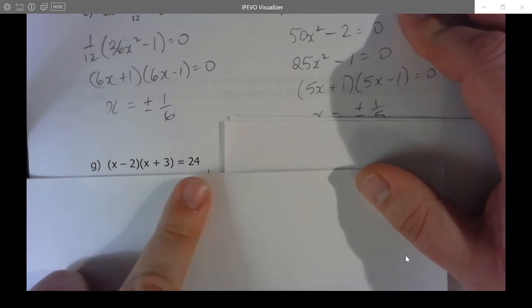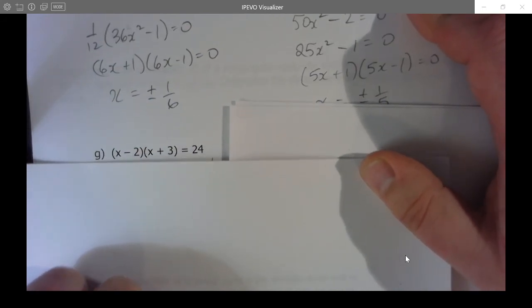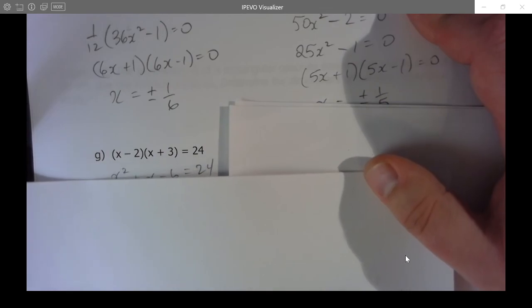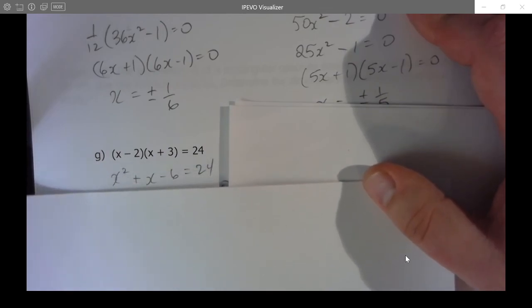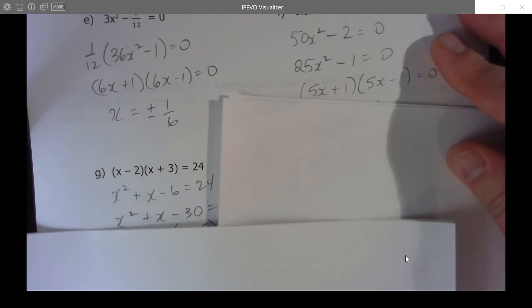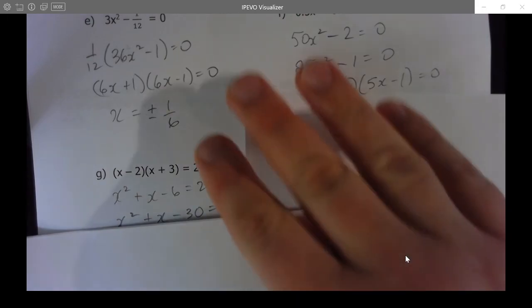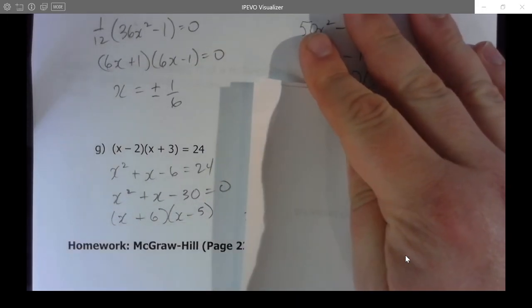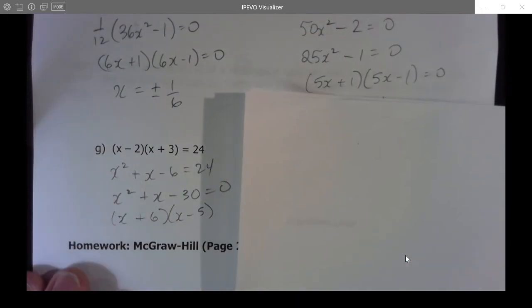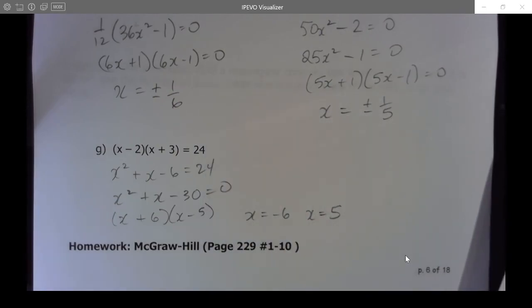Step 1 is that the right side, or one side of the equation, has to be a 0. So that is what we have to do first. We have to actually expand the left side and then move the 24 over so that we get x squared plus x minus 30 equals 0. There we go, and there's the final answer. We get x plus 6 and x minus 5, which means x is -6 and x is 5.